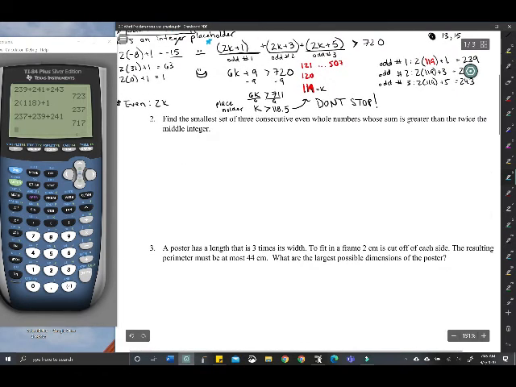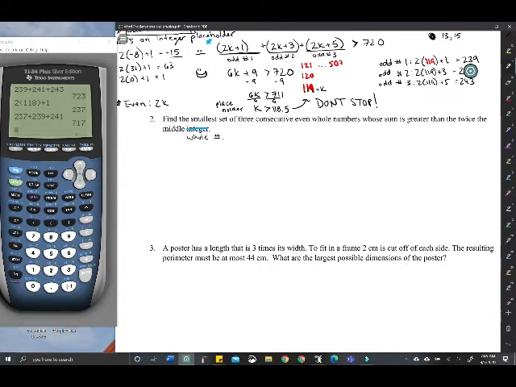Practice makes perfect. Okay. Find the smallest set again: 3 consecutive even whole numbers whose sum is greater than twice the middle whole number. That should say whole number. Twice the middle whole number. Okay? So don't really let the whole number stuff confuse you too much. Let's again just start from the top.